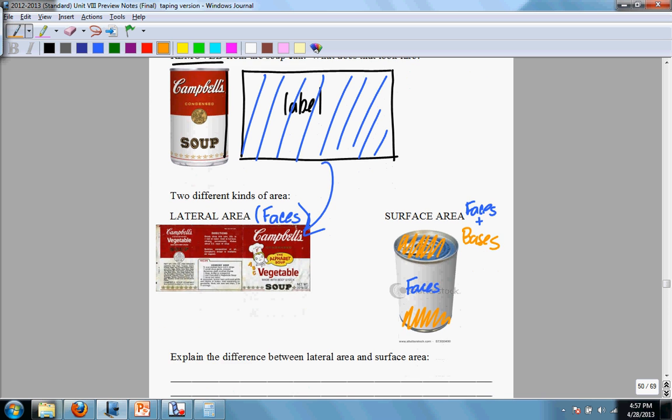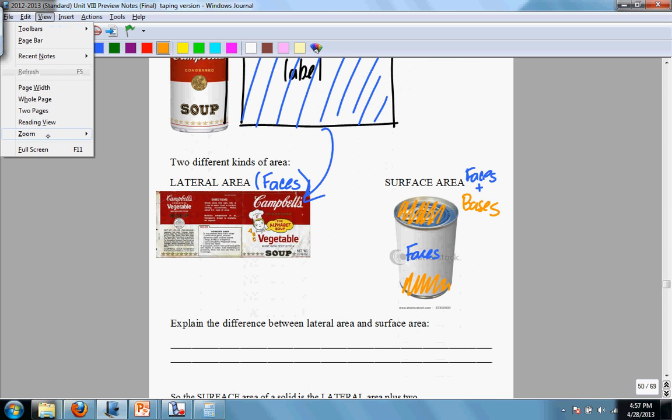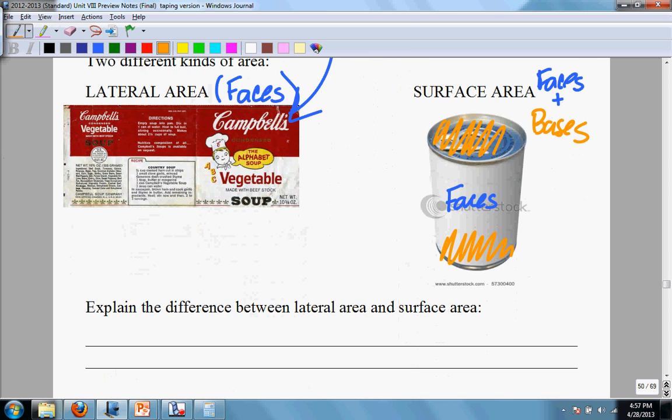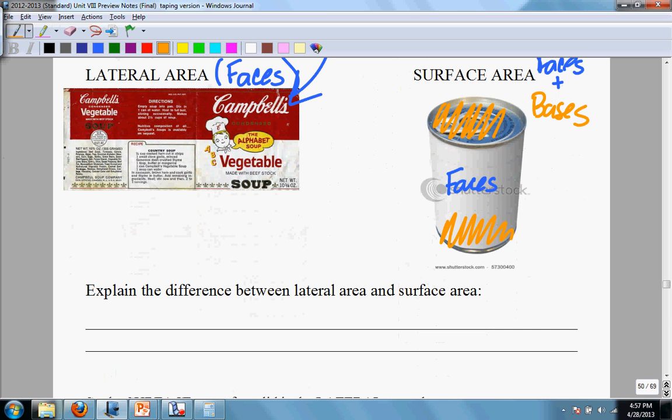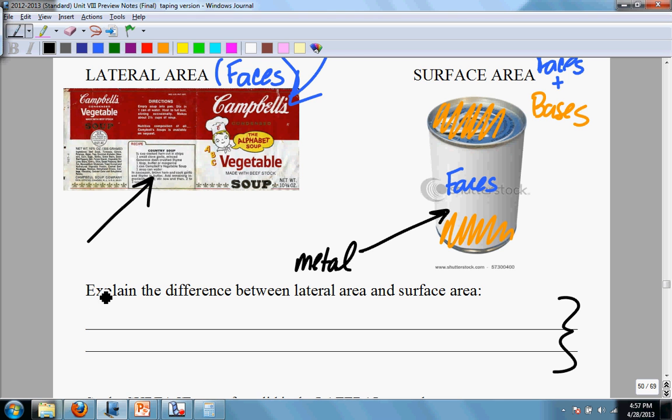So in our soup illustration, the label is the lateral area, and it's only the area around the can. The surface area is the total aluminum can. It's all the metal. Now, this is how I'll be able to tell those who copied versus those who actually watched the video. I'd like you to take just 30 seconds and fill out on your own, in one sentence, the difference between the lateral area and the surface area, in your own words.